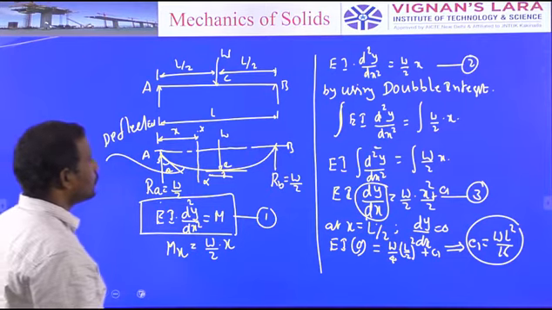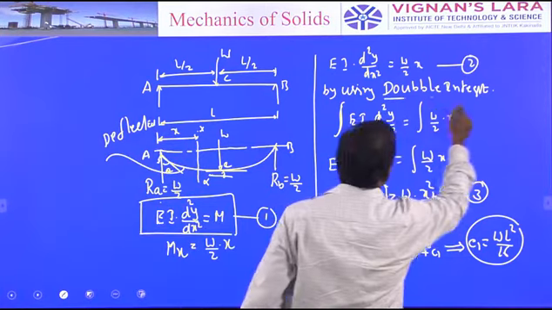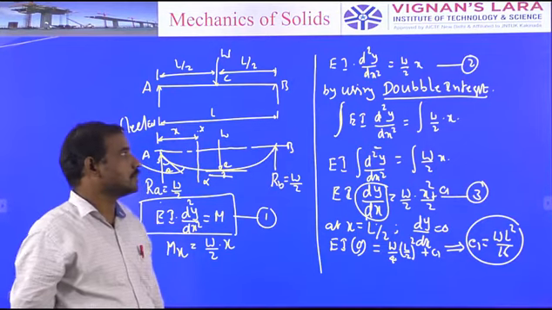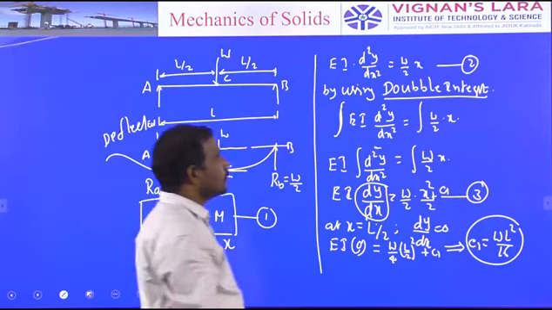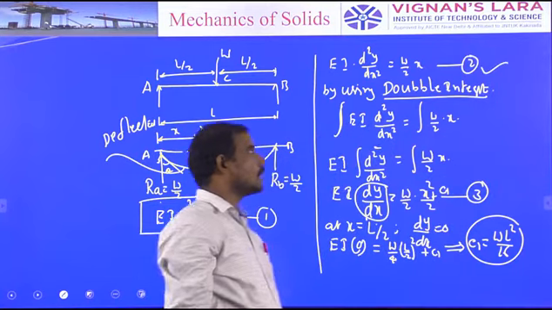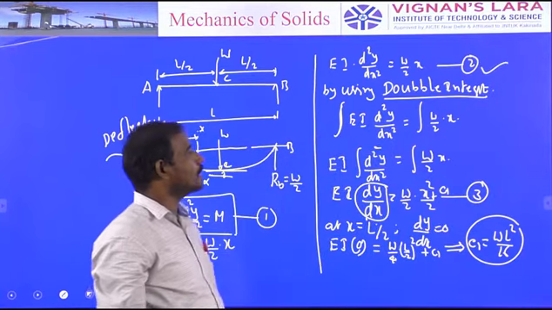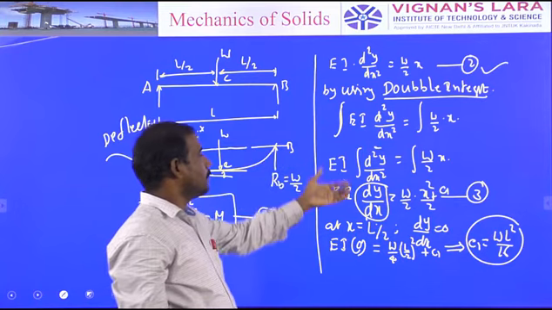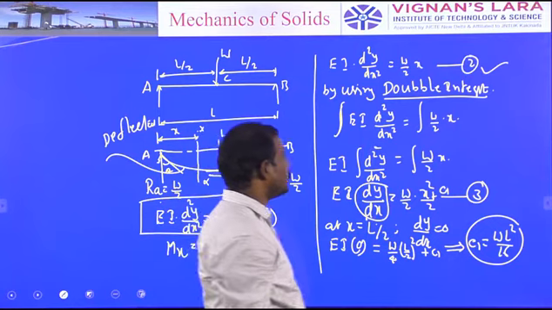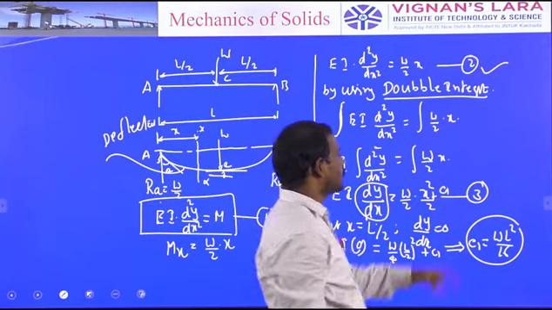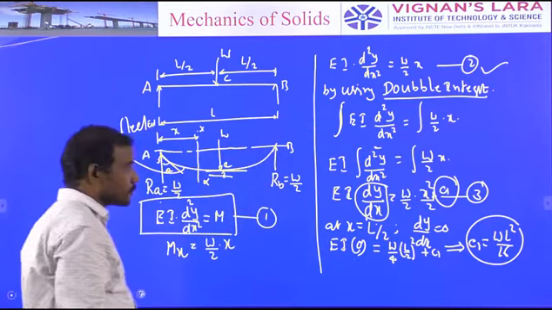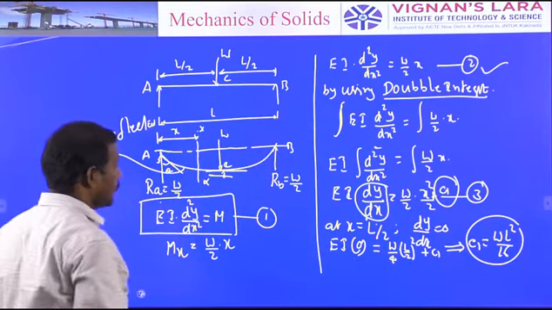So now I would like to use the double integration method to find the slope and deflection. So what we have to do? Initially we have to integrate equation number 2. Once it is integrated, it becomes EI into dy by dx is equal to W by 2 into x square by 2 plus C1. This is the one constant of integration, which is to be calculated.